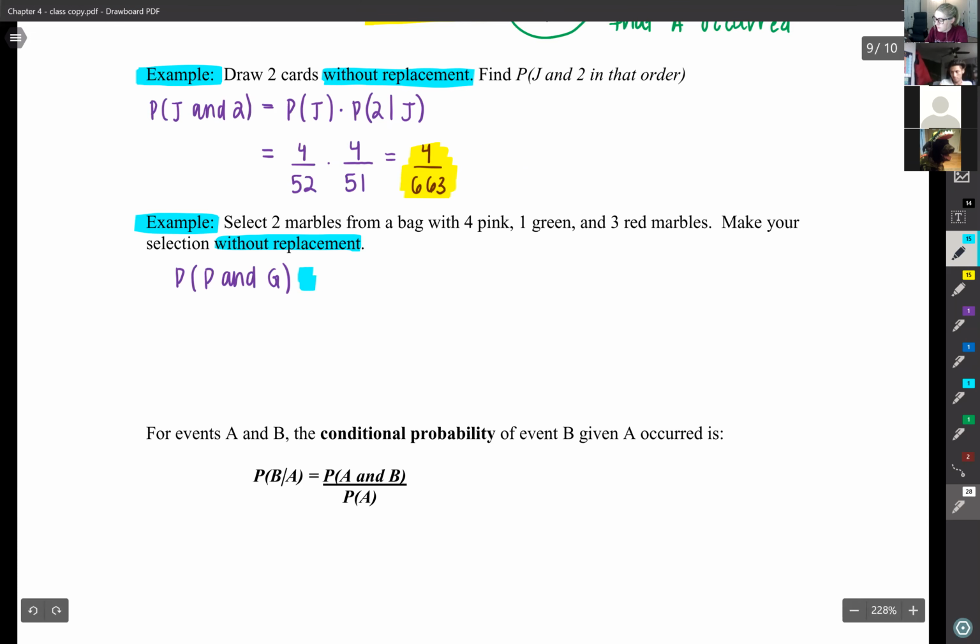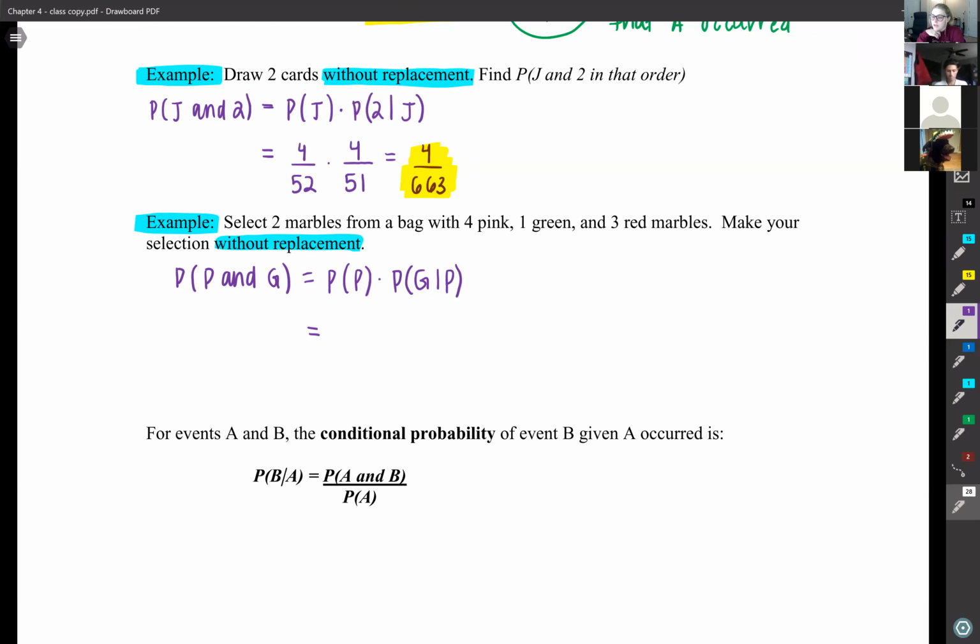So based on my formula, this is equal to the probability of getting a pink marble times the probability of getting a green marble, given that I drew a pink one. All right, well, the probability of getting a pink marble, let's see how many marbles there are total. So 4 plus 1 plus 3 is going to get me 8. So there are 8 total marbles. So my probability of pulling a pink one out, there are 4 pink. So I have 4 ways to pull a pink one out, and I have 8 total marbles. So there's a 4 over 8 chance of getting a pink one.